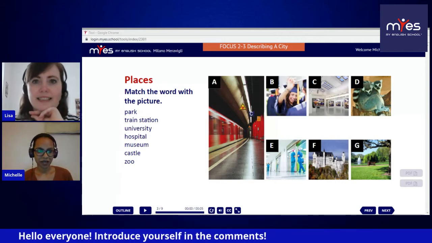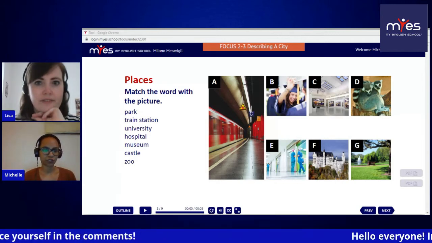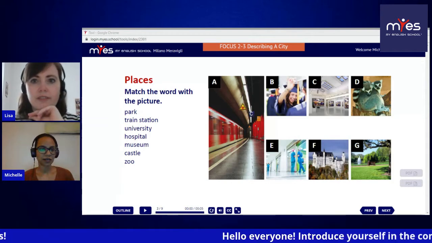So, match the word with the picture. Would you like to read the nouns, please?